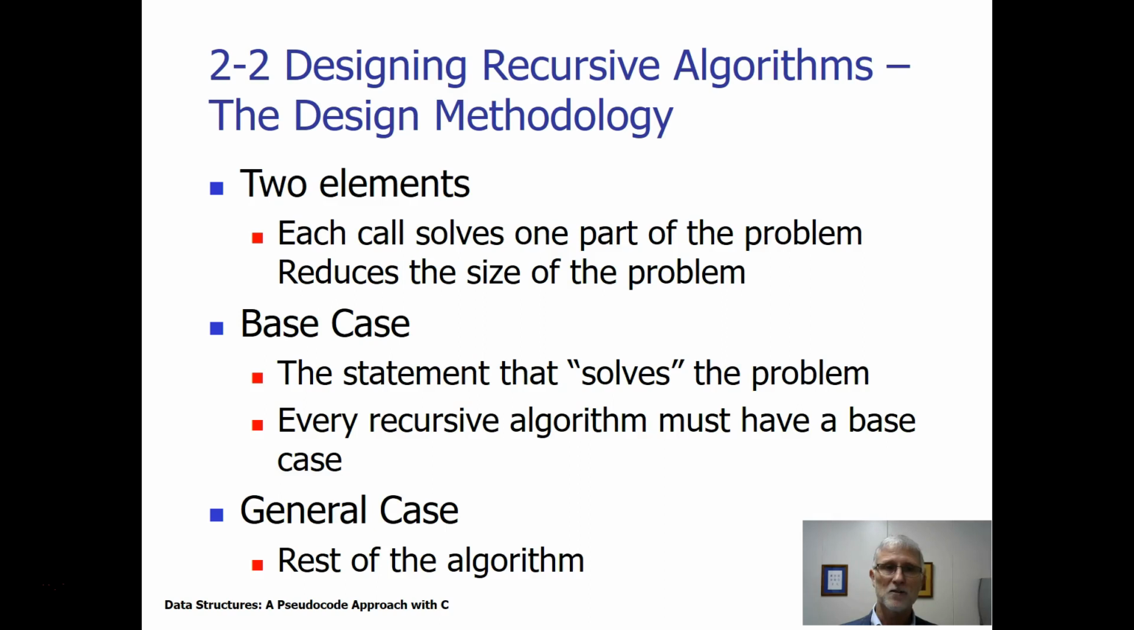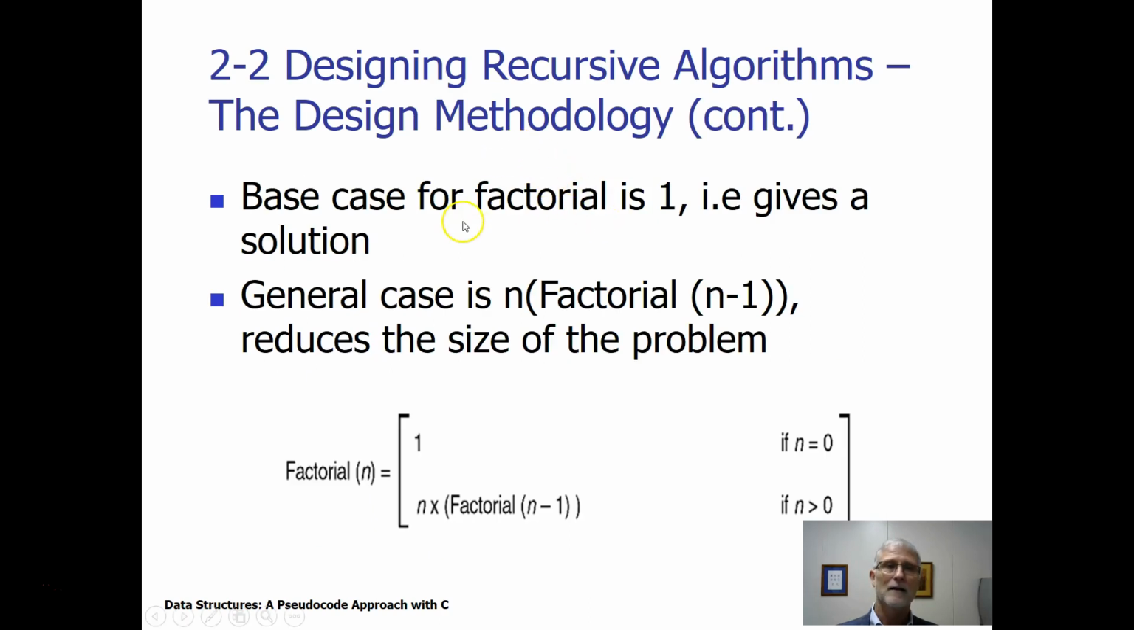So using our factorial recursive algorithm, you see we've got two cases. I've got the base case, which actually solves the problem and gives me a solution, and the general case. So this n times factorial n minus 1 is the general case.